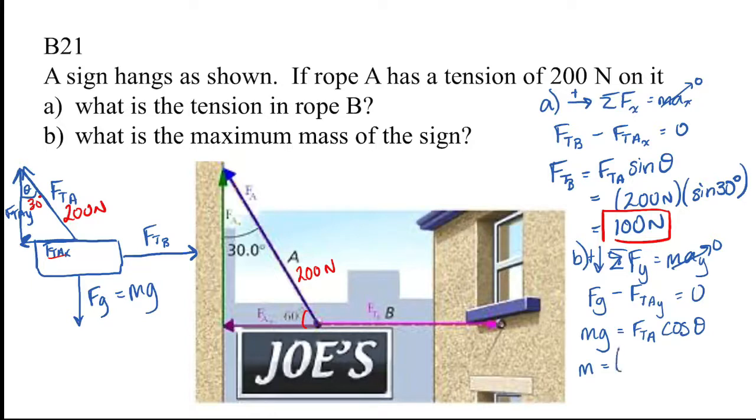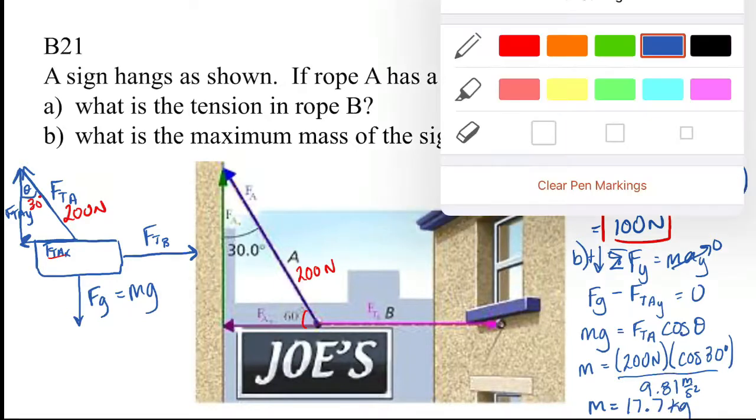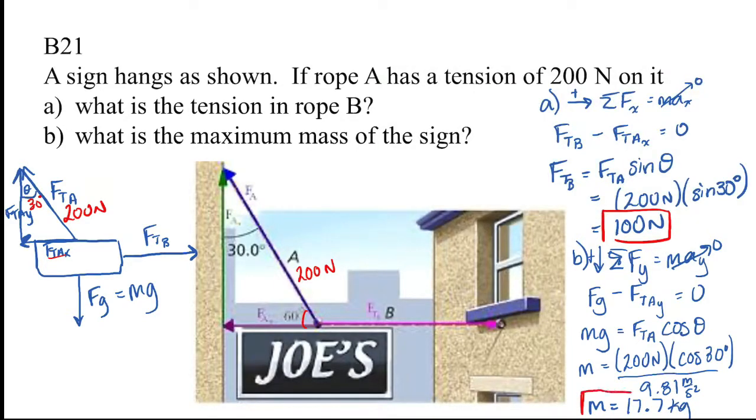So force of tension of A was 200 newtons. I'm going to multiply that by cosine of 30 degrees. That gets me the y direction. And of course, to get m all by itself, I have to divide by g, which is 9.81 meters per second squared. And I get a mass of 17.7 kilograms.